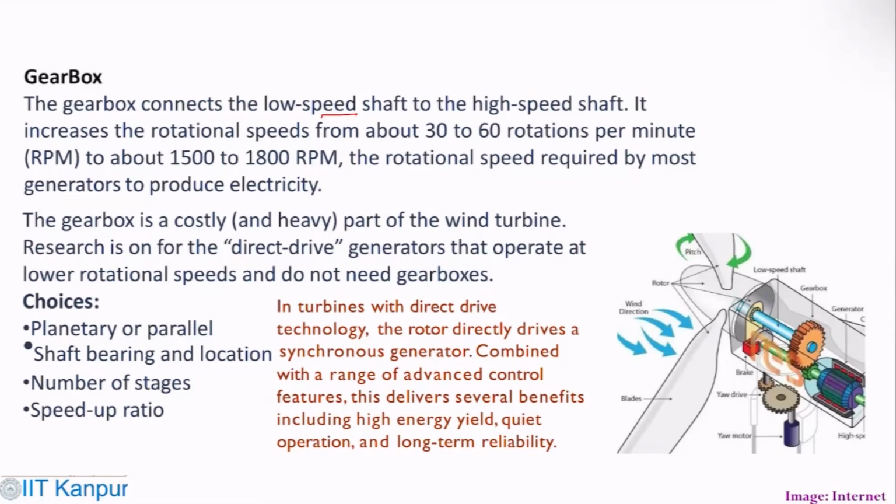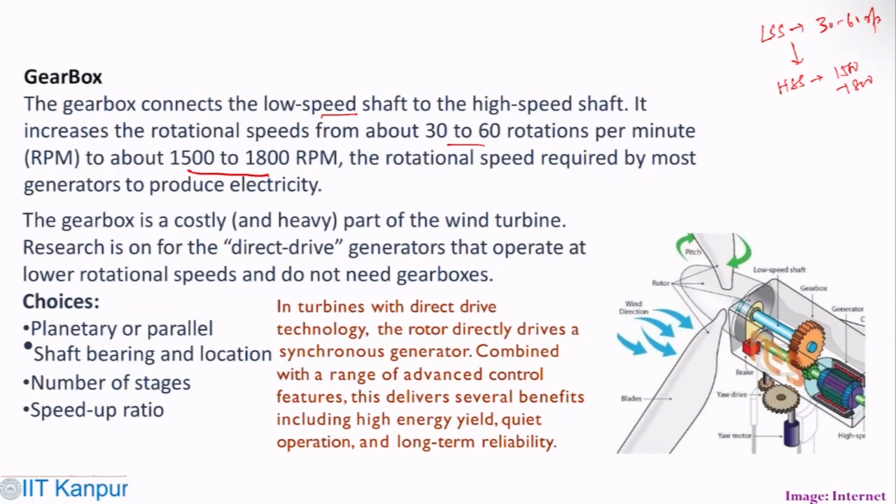The gearbox also increases the rotation speed from 30 to 60 rotations per minute to about 1500 to 1800 RPM. That means the main shaft, the low speed shaft, which is rotating at 30 to 60 RPM, converts to the high speed shaft at 1500 to 1800 RPM.